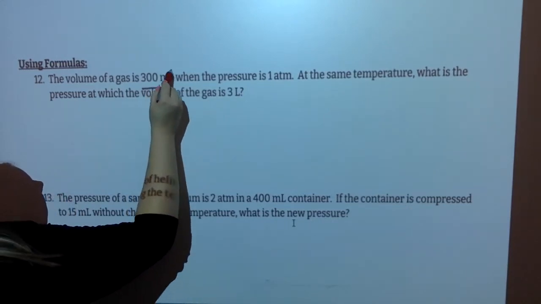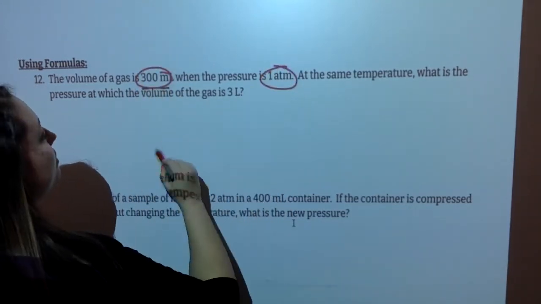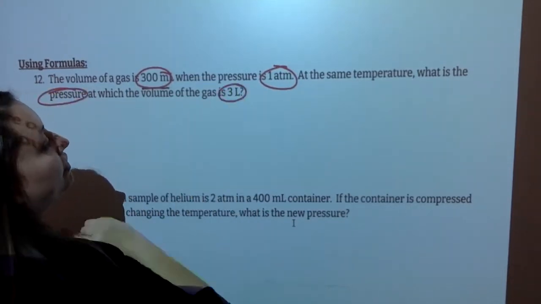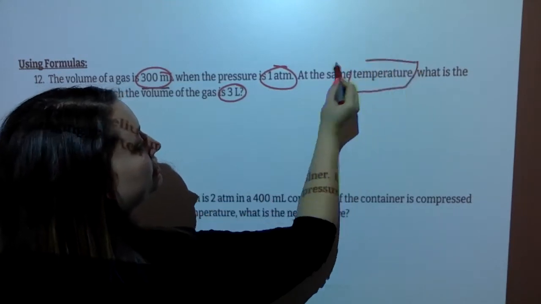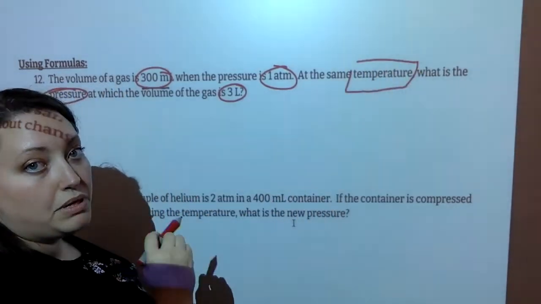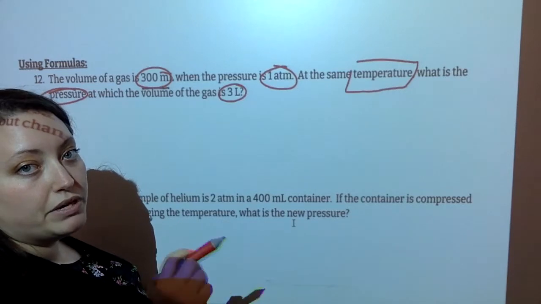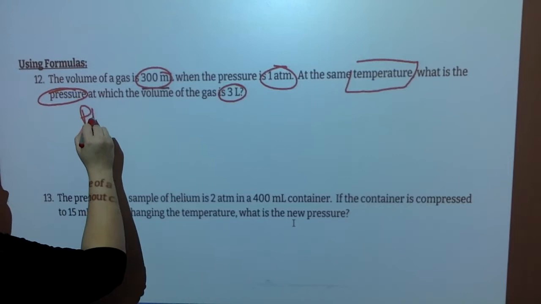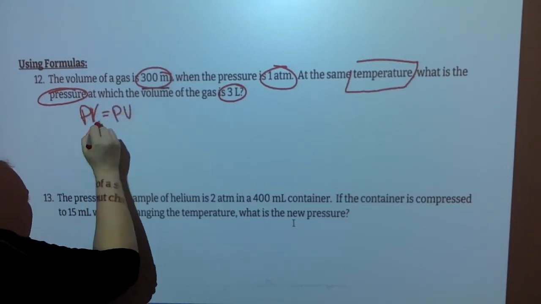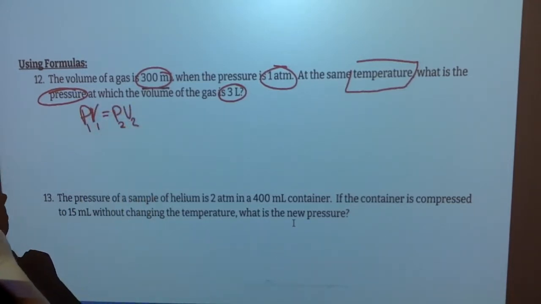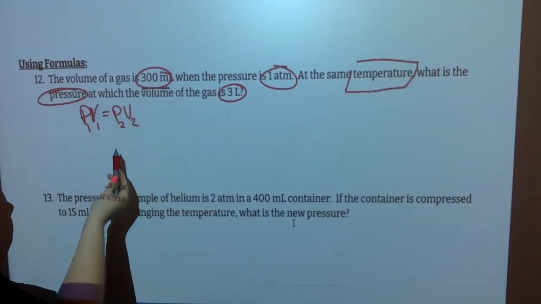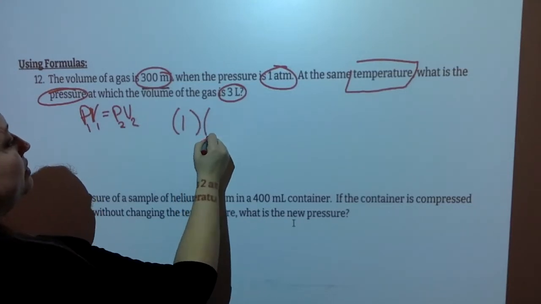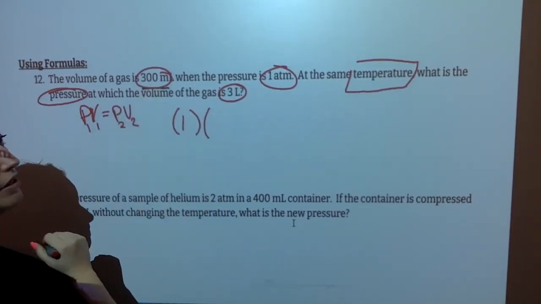So we have a volume and a pressure. We are trying to find the pressure, and we have a volume. It says that the temperature stays the same. Okay, so this is going to be Boyle's law. It's P1 times V1 equals P2 times V2 because temperature isn't even involved. So you're going to just plug this in. Your pressure is at 1 atmosphere. So we're going to have 1 atmosphere times the volume, which is 300 milliliters.